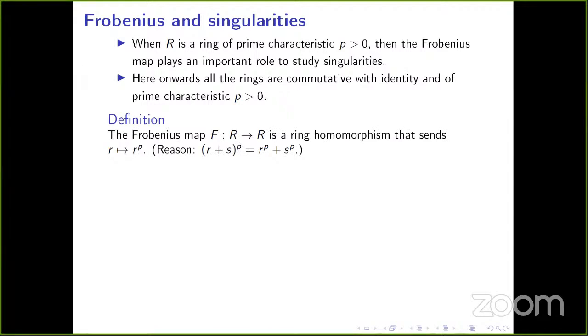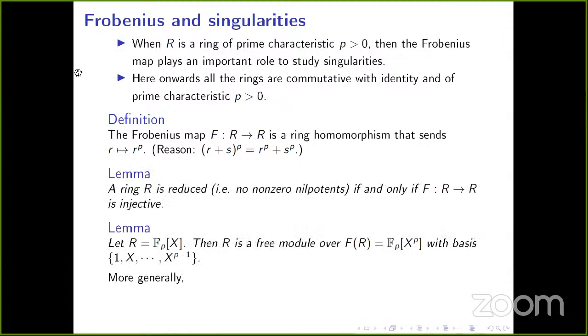The Frobenius is a map from a ring R to itself, sending each element of R to its pth power. One can check that in characteristic p, the map is actually a ring homomorphism. The next lemma shows that the Frobenius detects the simplest singularity. It says that a ring is reduced, that is, it does not have any non-zero nilpotents, if and only if the Frobenius map is injective.